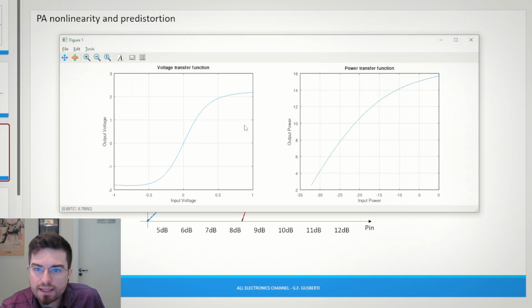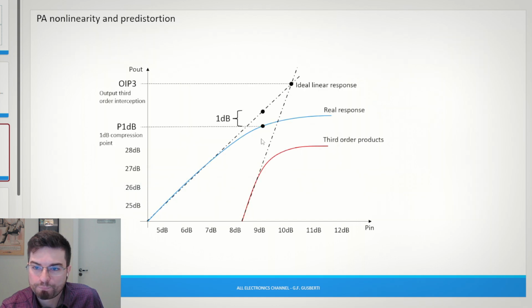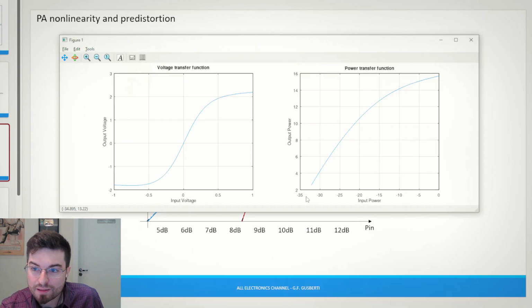And here we see exactly that if we plot this transfer function that we are using in the simulations in the dB scale, so input power and output power in dB, we have exactly the figure that I drew here. So we see that this line here is real, and it can be directly generated by the voltage transfer function of the amplifier.